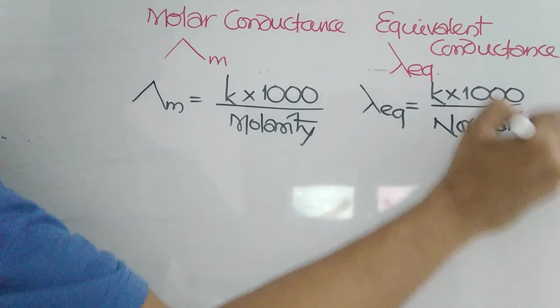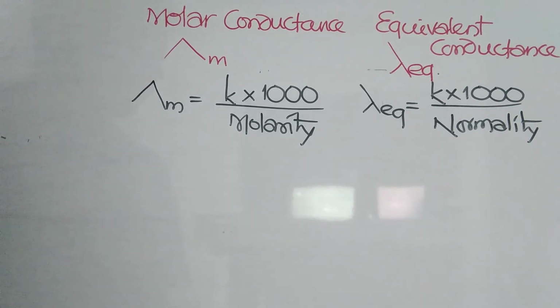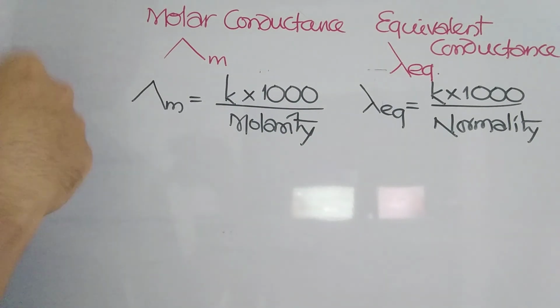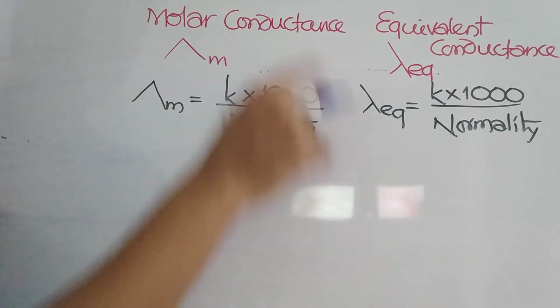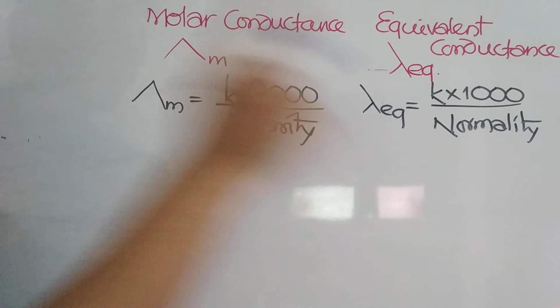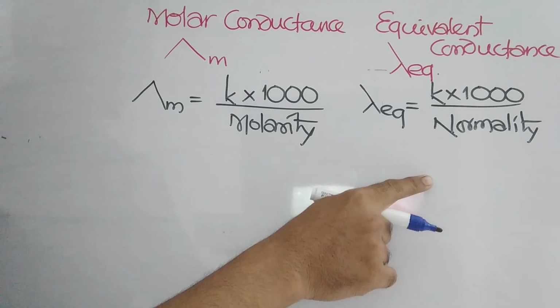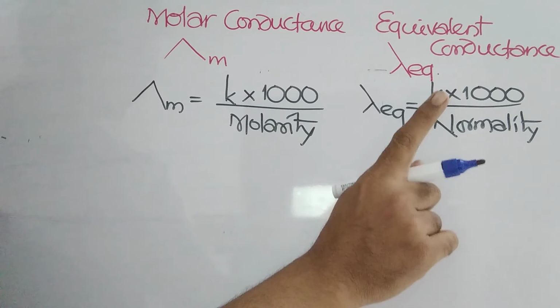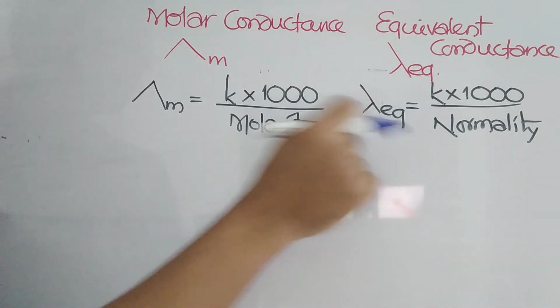Then what is the difference between them? Molarity and normality. Molar conductance is the conductance power of all the ions produced by 1 molar solution. When you are taking 1 molar solution, whatever conductance you are getting from that, all the ions produced by 1 molar solution is molar conductance. Equivalent conductance is the conductance produced by 1 normal solution. If normality is equal to 1, then k is nothing but lambda eq.